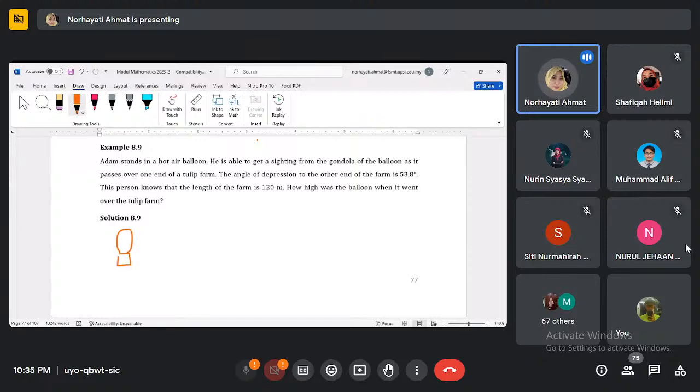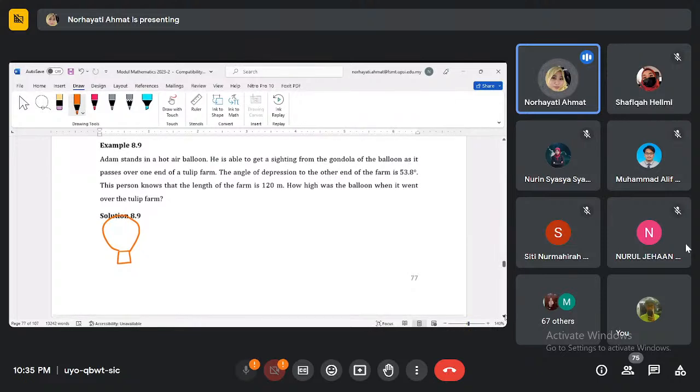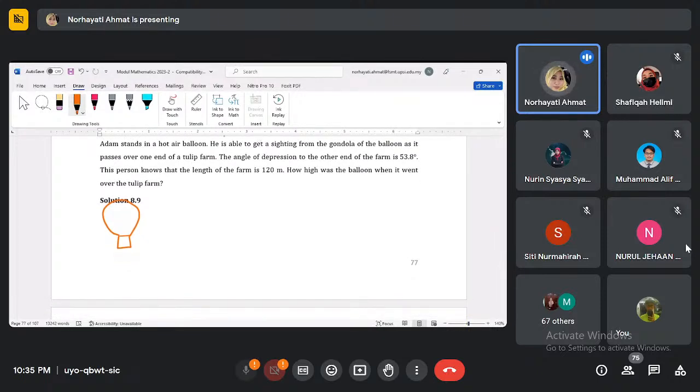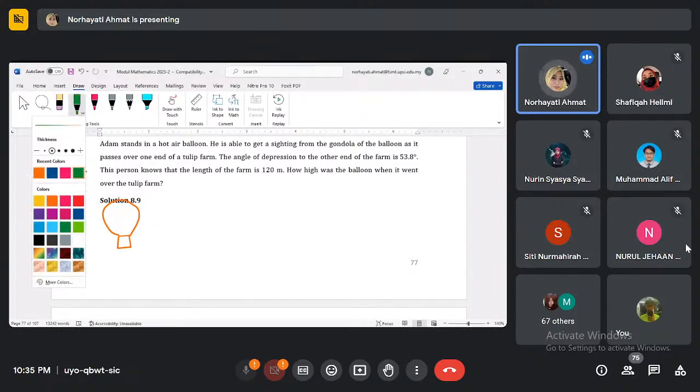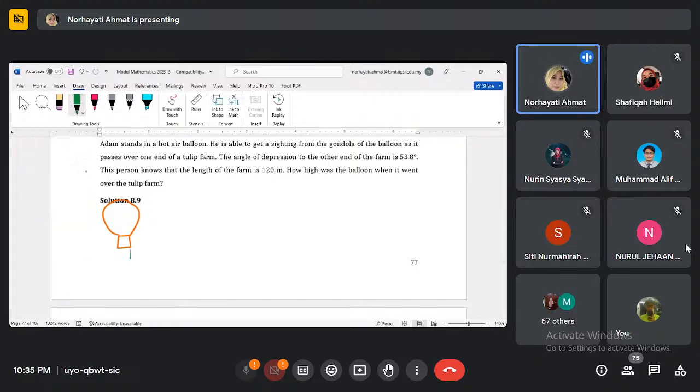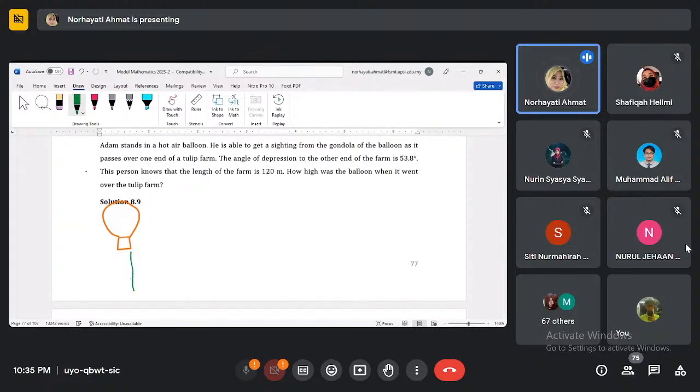Okay, ni dia punya, lukisan saya ni teruk sangat. Okay, so ni hot air balloon. He is able to get a sighting from the gondola of the balloon as it passed over one end of a tulip farm. Okay, so dia berada pada satu hujung lah tulip farm. Tulip farm saya ambil colour hijau lah. So dekat sini one end, dia berada pada hujung tulip farm.